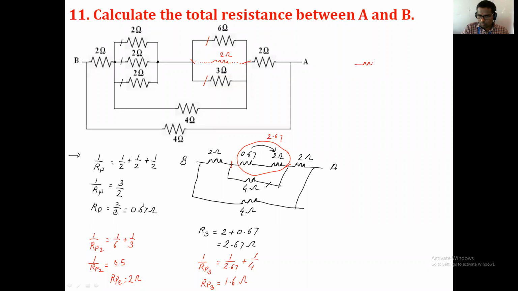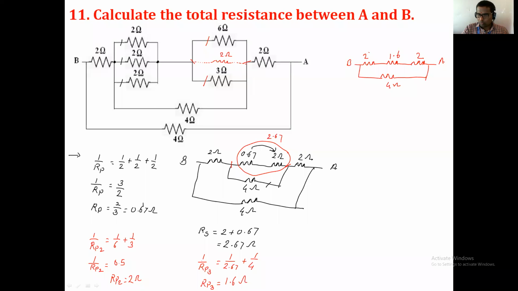This is 2 ohm. This is the simplified diagram. This is again 2 ohm. This is point A. This is point B. This is 2 ohm. This is 2 ohm. This is right. And this is the resultant resistance, which is nothing but 1.6. And again, this one is in parallel with this one. That is nothing but 4 ohm.